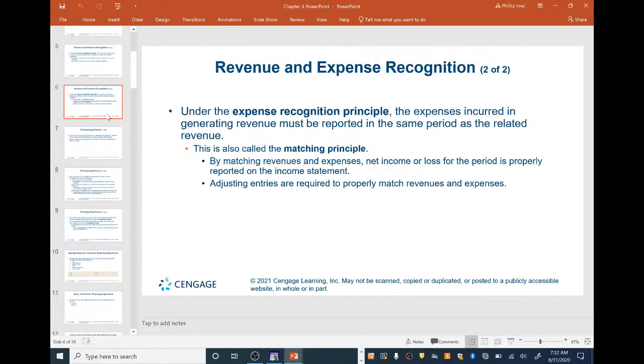And that makes sense if you think about it, because if he wants to see how much money he made on that service call, then he wants to match his expenses with that job, particularly in that accounting period in January, right?